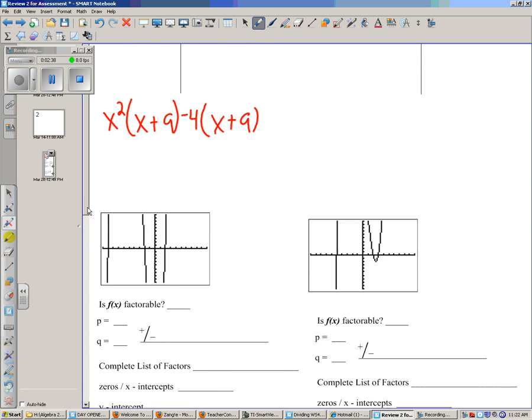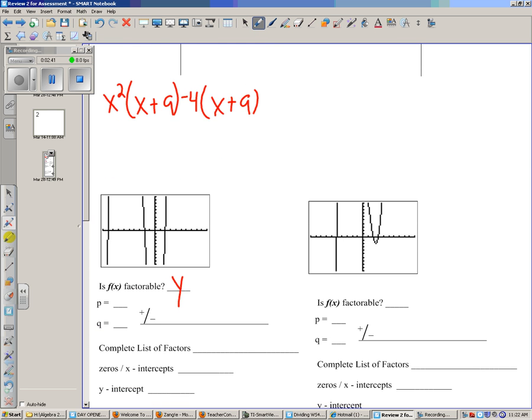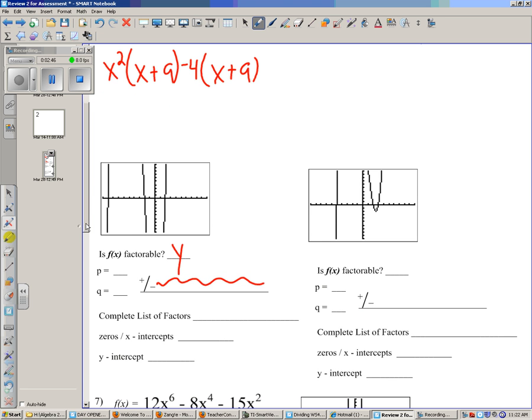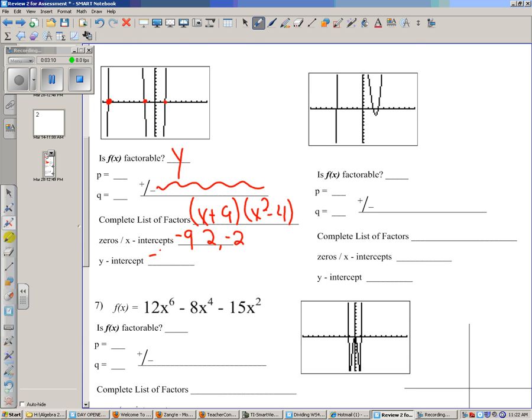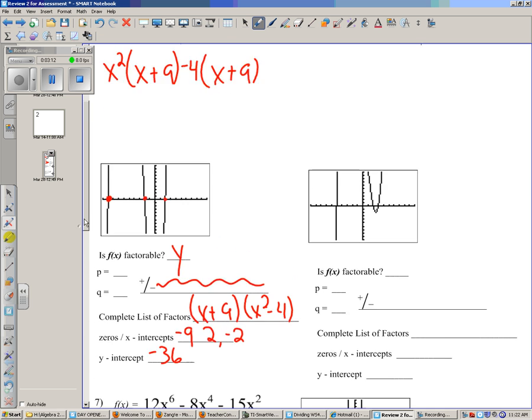So in answer to my question, is it factorable? Yes. Don't fill out your list. You don't need it. And now I can come up with my complete list of factors. The x plus 9, which in my x-intercepts is negative 9, which you can see on the graph right here. And then my other set of parentheses, x squared minus 4, which when I set that equal to 0, I'd add the 4 and take the square root of 4, which is 2 and negative 2, which are these 2 points. My y-intercept is negative 36, and now I'm going to graph it.